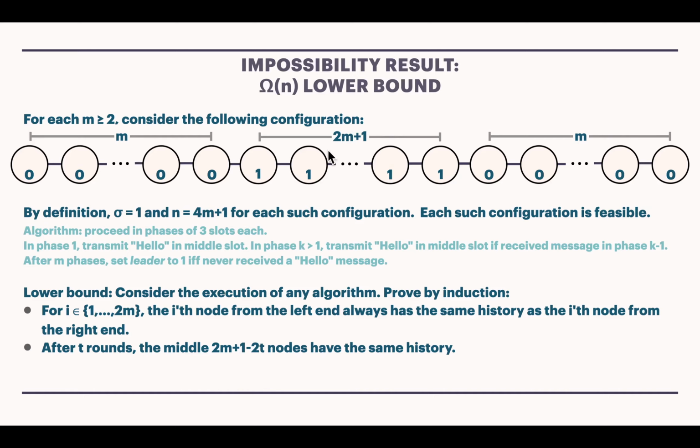What we can conclude is that if there's going to be a leader, there has to be a node with a unique history, and so t has to be large enough for this to happen. Doing the math, you conclude that t has to be at least m. The value of m we know is n minus 1 over 4, just rearranging this equality over here. And that's big omega of n.